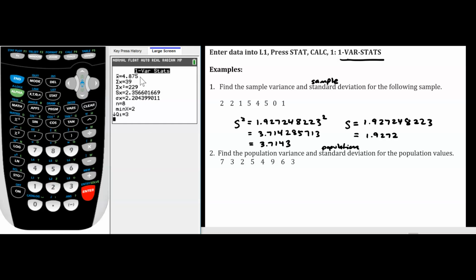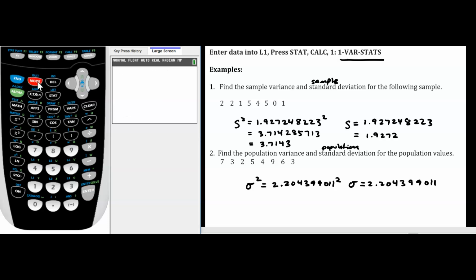Once again, you see sample means, you see some other statistics. We do not see the population variance. We do not see sigma squared, which is the symbol for population variance. We do see sigma. It's actually sigma with the x after it. And let's note that our population standard deviation is 2.204399011. So if I want the population variance, that would be 2.204399011 squared. So again, let's quit out of this and do this calculation.